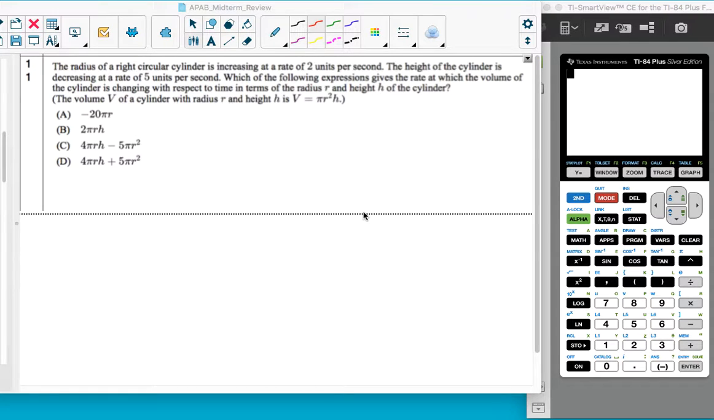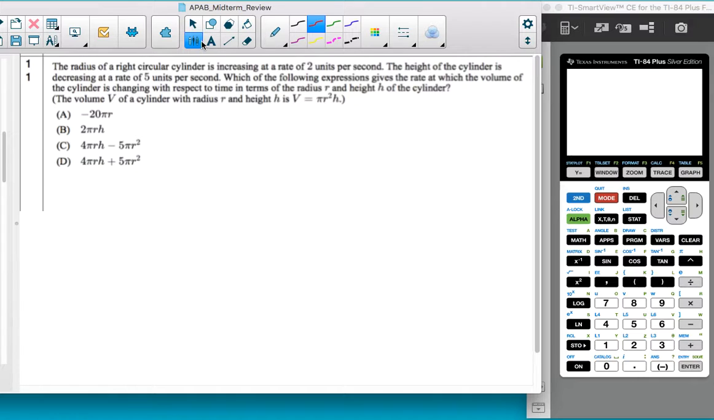All right, this is AP AB Calculus. We are doing the midterm review, and this is number 11 multiple choice, which means it is non-calculator. So the radius of a right circular cylinder is increasing at a rate of 2 units per second. So right away, I'm talking about a rate that something's increasing. This is probably a related rates question, just throwing that out there.